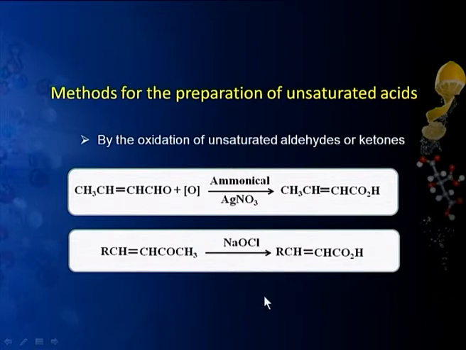Then we can get them by the dehydration of beta hydroxy acids. We had discussed earlier that beta hydroxy acids on heating take up the hydrogen from the alpha carbon.